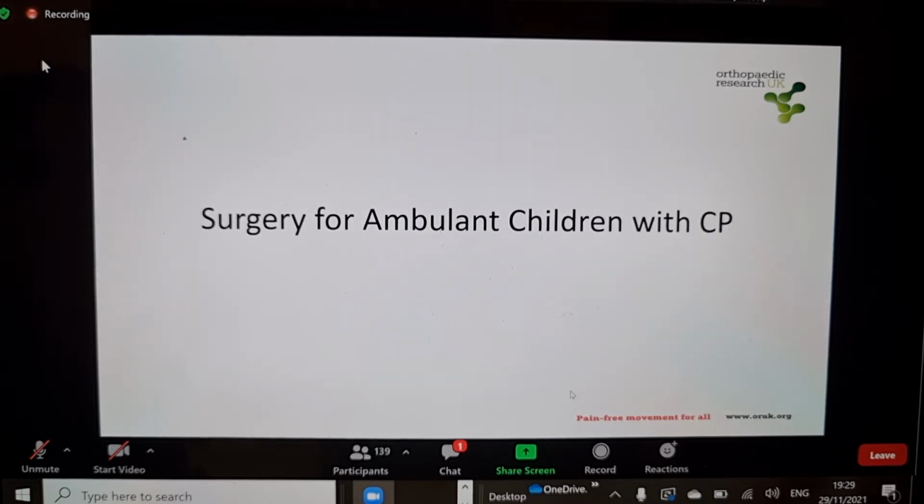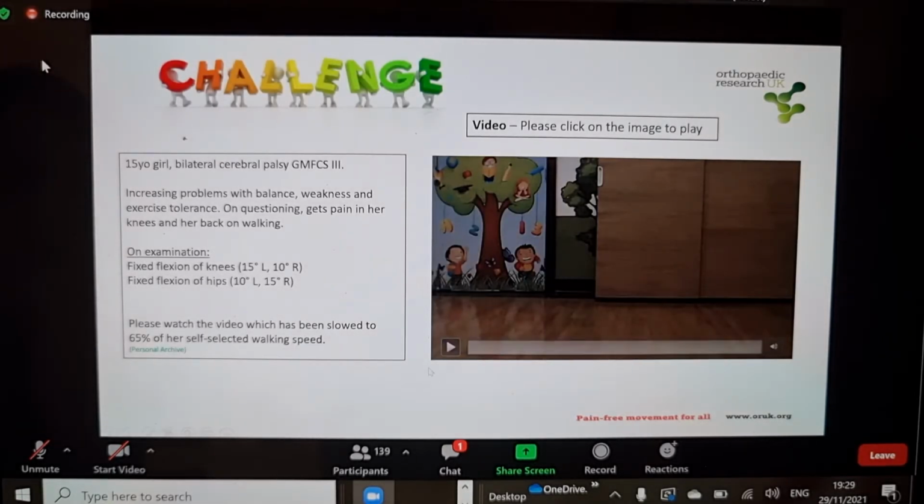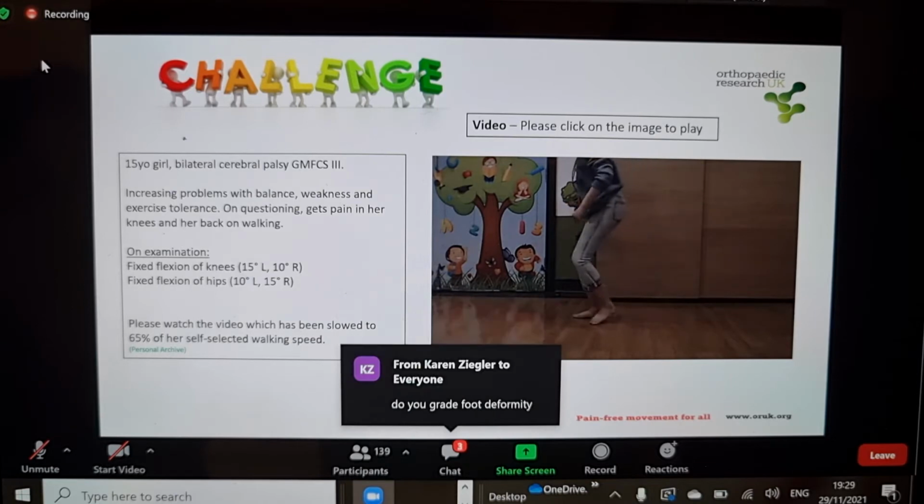So I'm going to move on to foot surgery as part of surgery in general for ambulant children with cerebral palsy. So here's the challenging case that I sent you. I'm going to play the video again, and we're going to run a poll in just a second. So this is this child walking, a 15-year-old girl, not my patient actually. She belongs to somebody else.